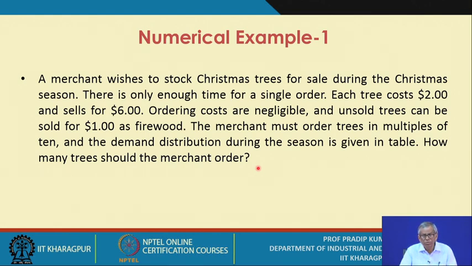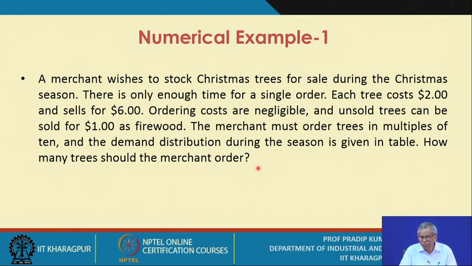So, a merchant wishes to stock Christmas trees for sale during the Christmas season. There is only enough time for a single order, right? Each tree costs $2 and sells for $6, right? Ordering costs are negligible. We are assuming that the C is absent, ordering cost is absent, and unsold trees can be sold for $1 as firewood. Is it okay? So that is the salvage price essentially. V.